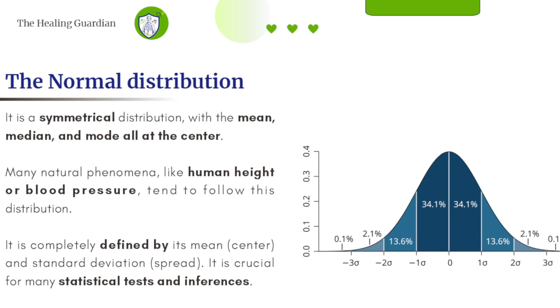The normal distribution is the one we use mainly in inferential statistics. Why? It is because most natural phenomena follow a normal distribution.